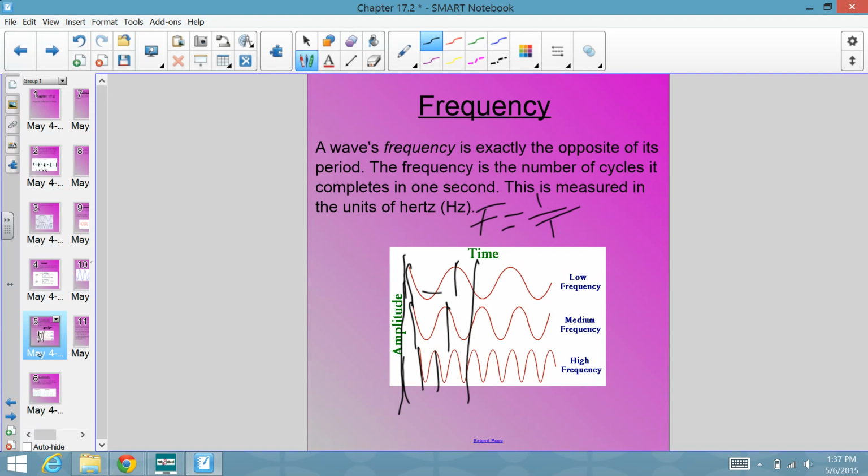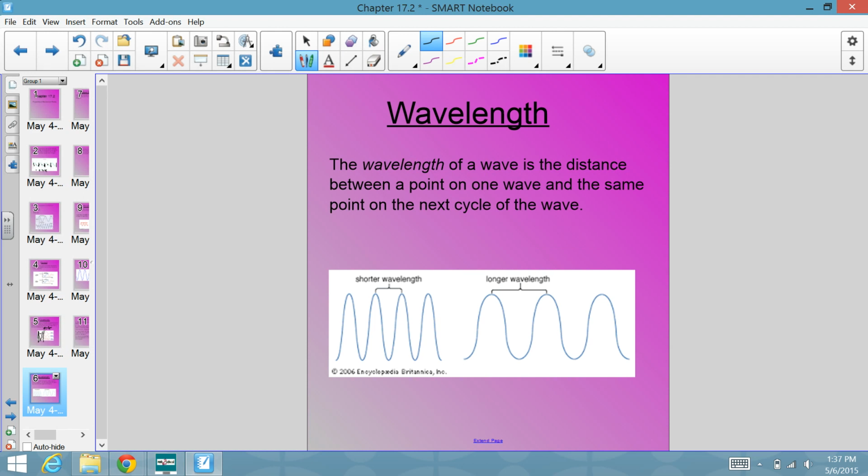But some dogs can pick up P waves. The wavelength, as I just mentioned, is the distance between a point on one wave and the same point on the next cycle of the wave. So you can see this is 1 wavelength, down and back. So it's from 1 point to the same exact point, 1 wavelength away. This is a longer wavelength because there is a farther distance between these 2 points.